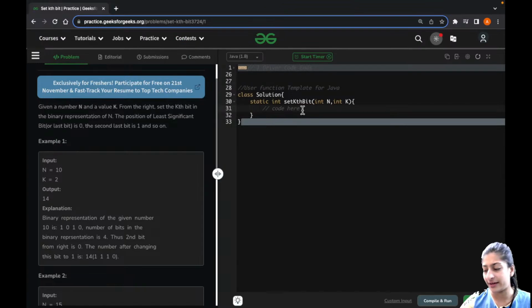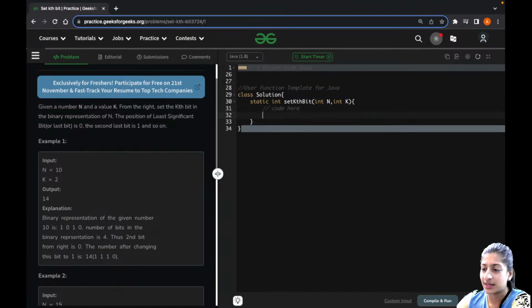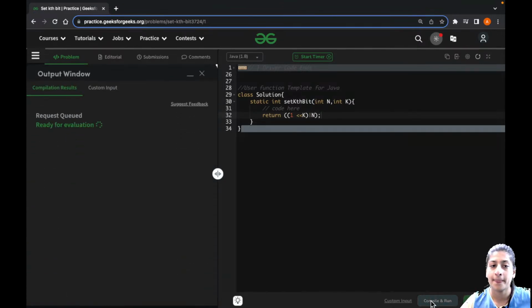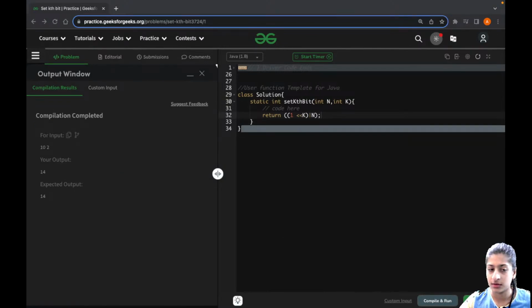Meanwhile, I'll just write, that's just one line of code, nothing else. You will just have to return what we discussed here. So your answer is return 1. You are left shifting 1 by k times and doing bitwise OR with the given number n, and that's what you are returning. Okay. Let me check by that time if you have any doubts. Let's submit it.